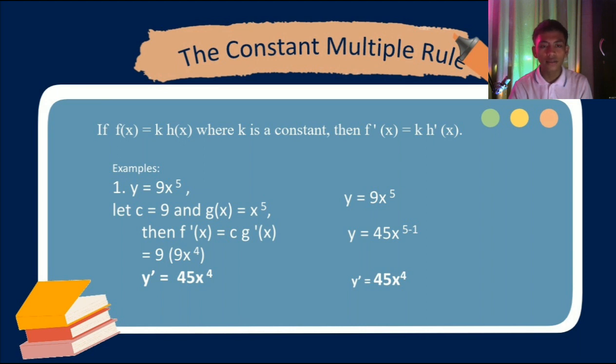The first process is we have to multiply the whole number by the exponent. 9 times 5 is equal to 45. And if we have a positive exponent, we have to subtract 1 from it. That's why the derivative of y became 45x raised to 4.